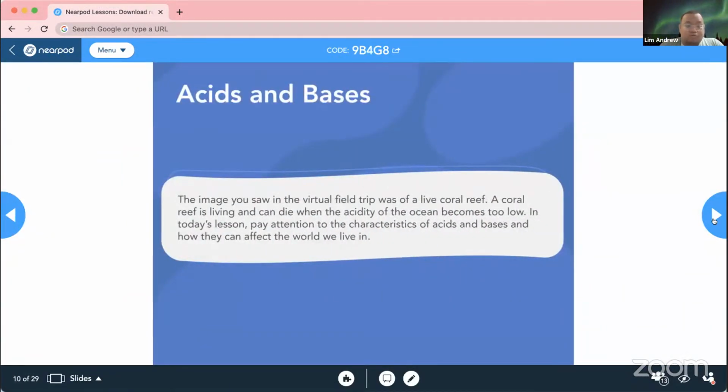Just now, the image you saw is a live coral reef. This little coral reef is a living thing. It can die when the acid level of the ocean becomes too low. In today's lesson, we are going to look at the characteristics of acids and bases and how they affect the world we live in. So when the acid level in the ocean is too low, the coral dies. This is something where we humans, with our substances and our rubbish, can impact the coral reef.